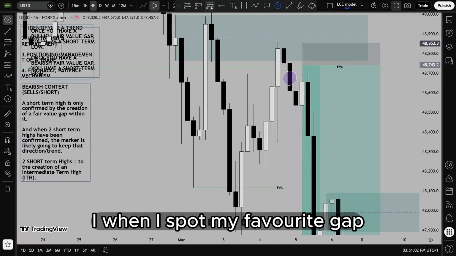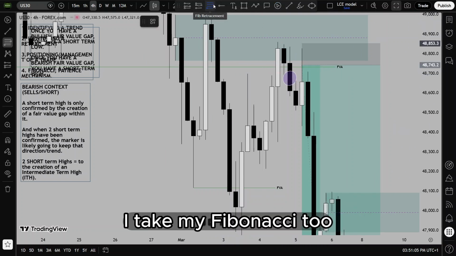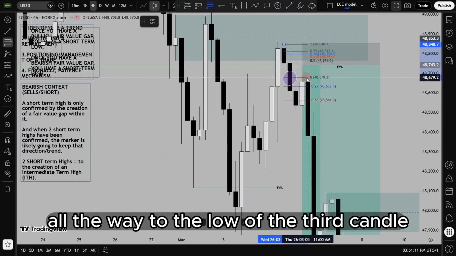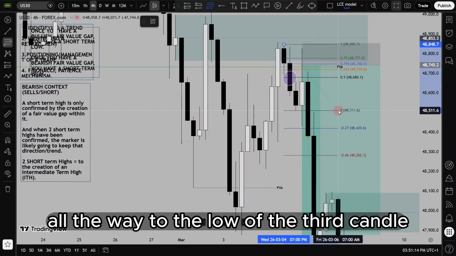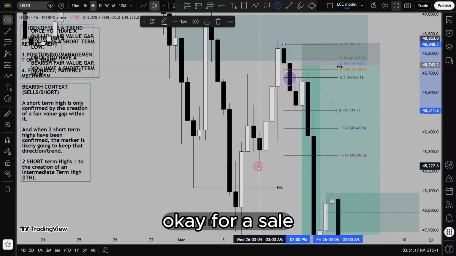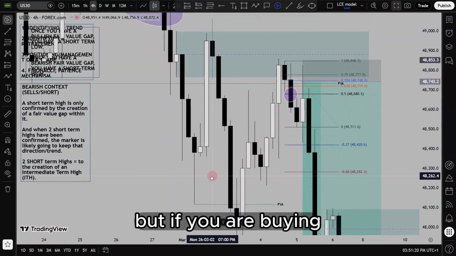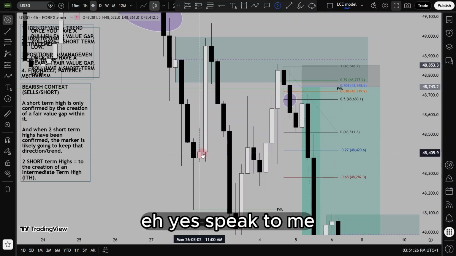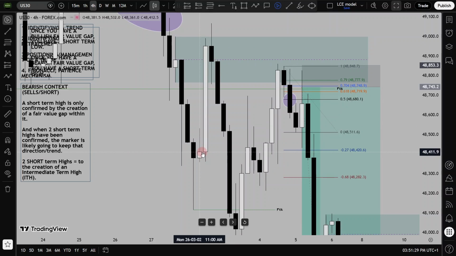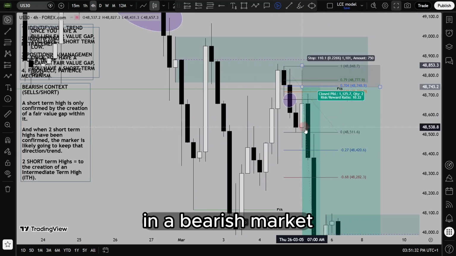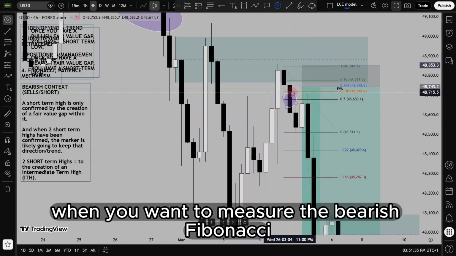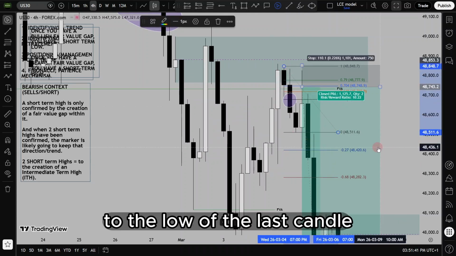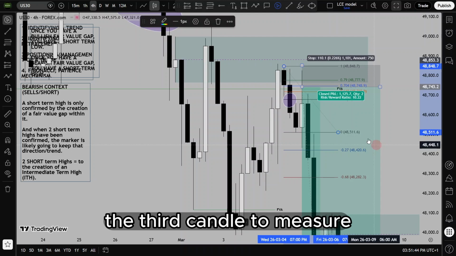And how do I tell you I trade? When I spot my fair value gap, I take my Fibonacci tool. I measure the high of the Fibonacci all the way to the low of the third candle for a sell market. Okay, for a sell. In a bearish market, when you want to measure the bearish Fibonacci, you measure the high of the first candle to the low of the last candle, the third candle.